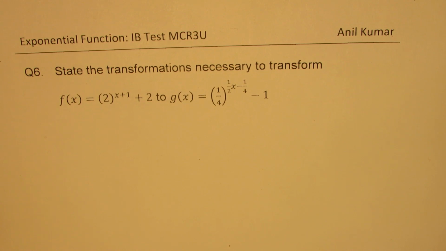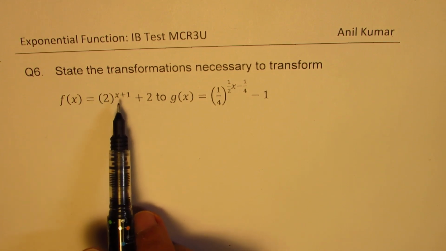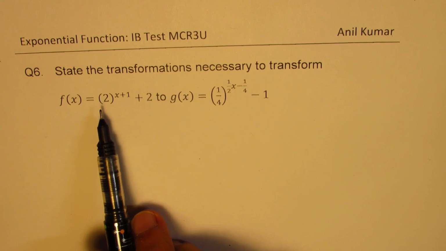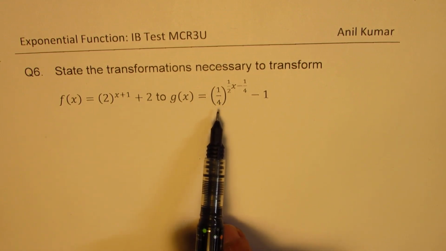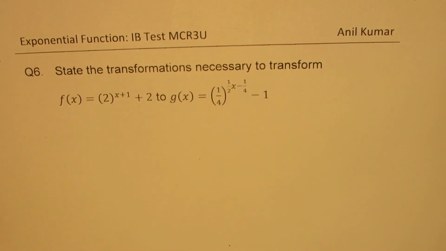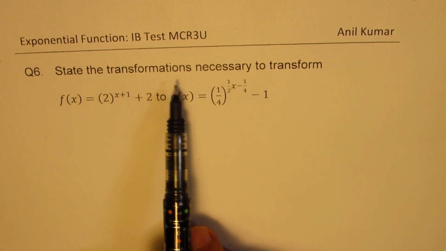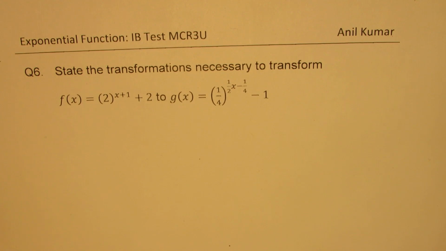With the help of an example here, we'll try to understand transformation of a transformed function. So we have a transformed function f of x equal to 2 to the power of x plus 1, plus 2, and this gets transformed to g of x equal to 1 over 4 to the power of half x minus 1 over 4, minus 1. You need to state the transformations necessary to make this transformation. You can pause the video, answer this question, and then look into my suggestions.